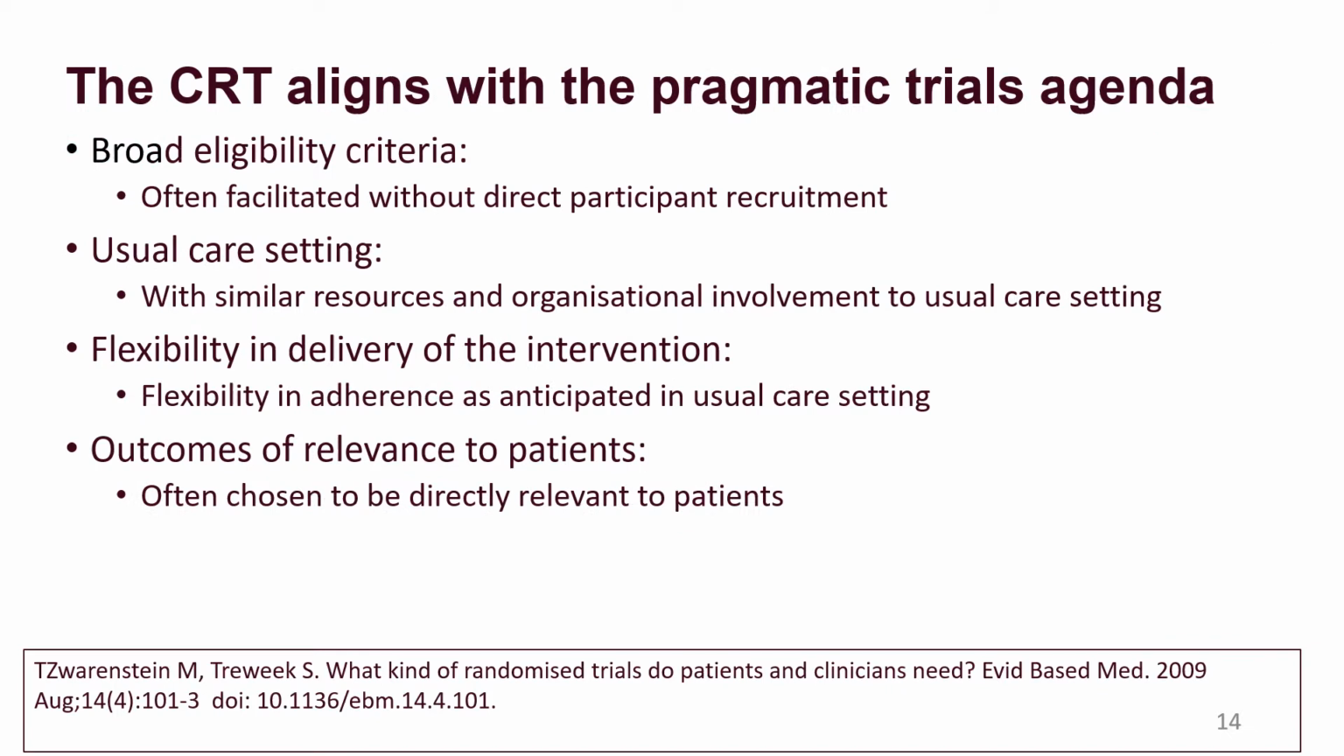So they have advantages. They also align with a pragmatic trials agenda. They often have broad eligibility criteria, and this is often facilitated by not having direct participant recruitment. They're often implemented in what we might call the usual care setting, so they're implemented with similar resources and organisational involvement to what would happen in usual care. There's often flexibility in the delivery of the intervention. Flexibility in adherence is anticipated in the usual care setting, and they often report outcomes that are relevant to patients.